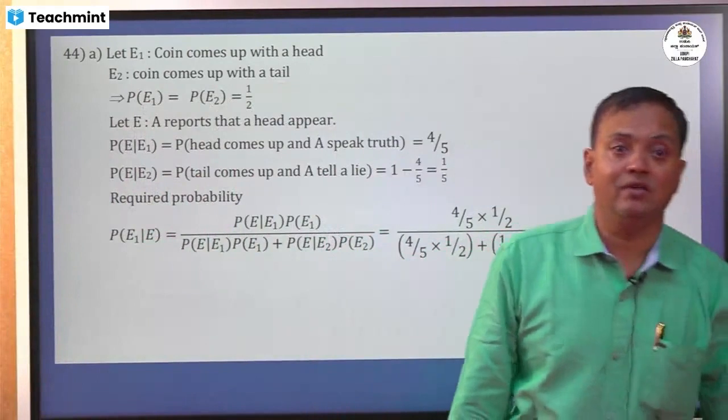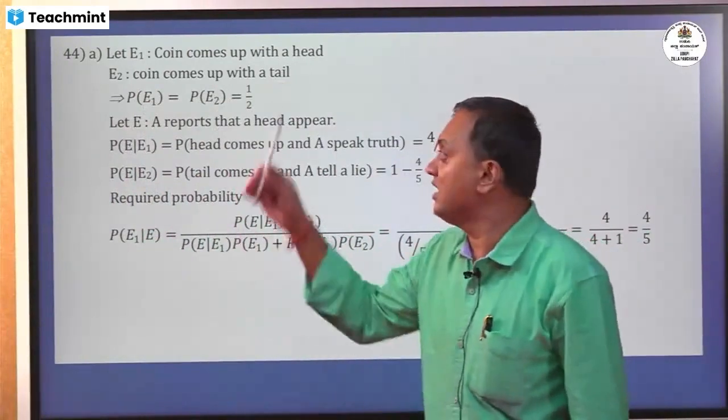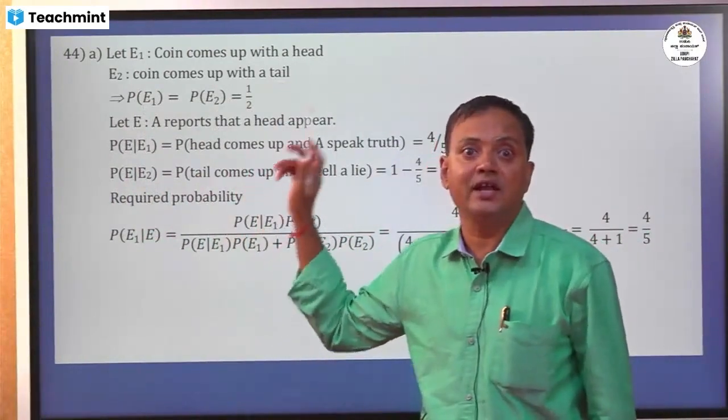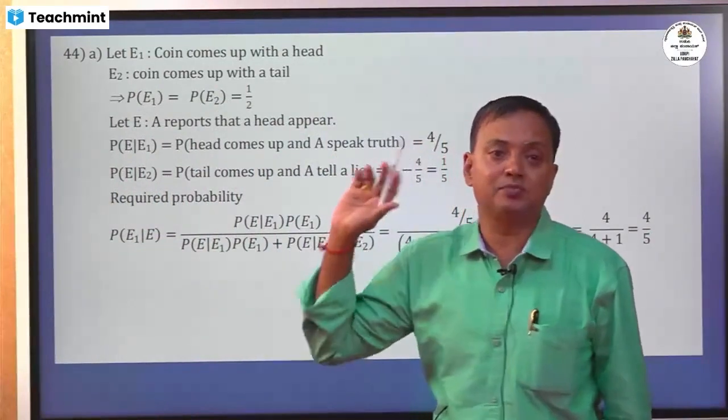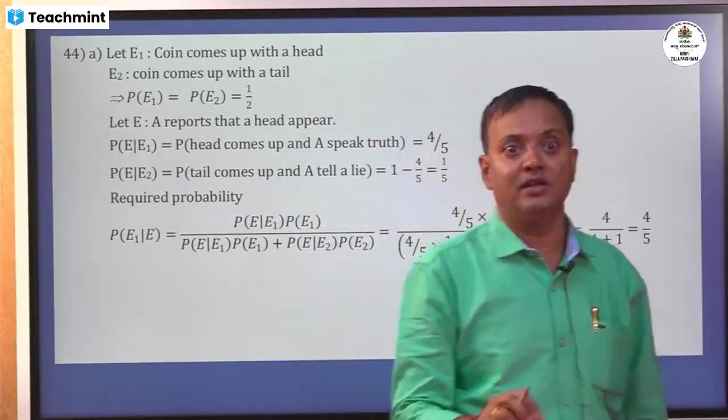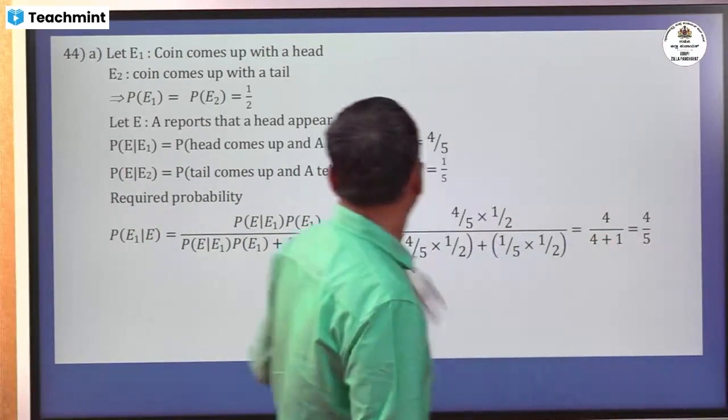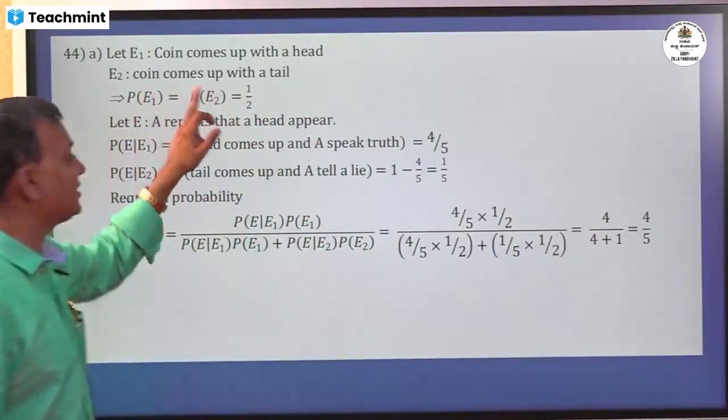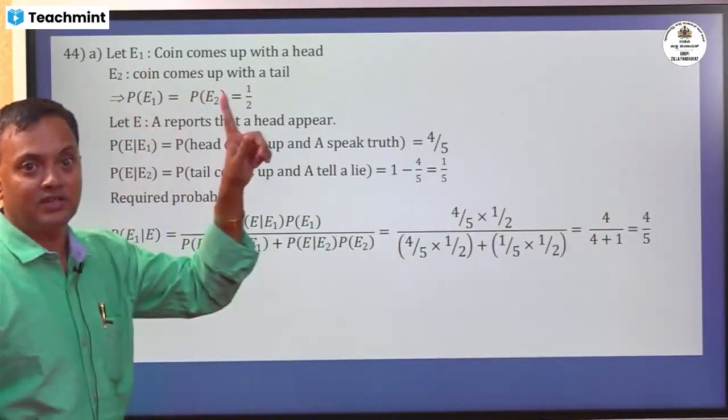Let E be another event: A reports that head appears. What is probability of E given E1? Look here, these two should be the same; E1 plus E2, their sum must be one, same, right?